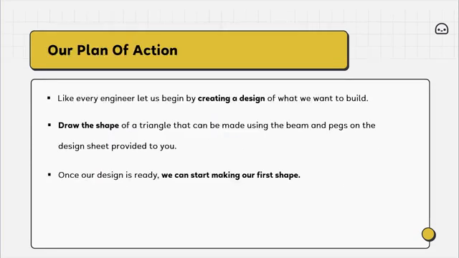Like every engineer, let us begin by creating a design of what we want to build. Draw the shape of a triangle that can be made using the beams and pegs on the design sheet provided to you. Once our design is ready, we can start making our first shape. Let me ask you one thing. Which peg should we use? And why do we need to use that particular peg?